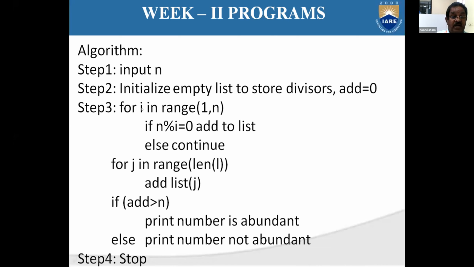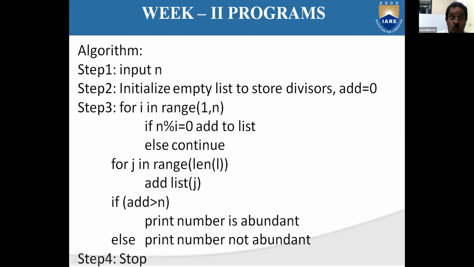Then you will be using for I in range 1 to n. Now you will be dividing the number by I. Starting with I equals 1, then I will be incremented. I becomes 2, 3, 4, 5, 6, so on and so forth up to n. For example, if you are given n as 12, it will go from 1 to 12. First, it is going to divide by 1. That is 12 mod 1, and 12 mod 1 equals 0.